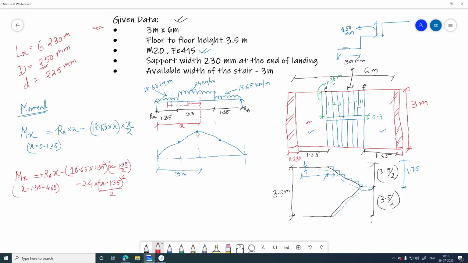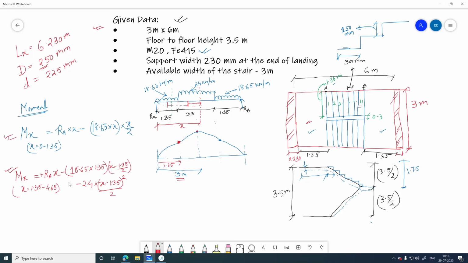So if you need to determine the Mx value, that means the moment value at this point, you need to put the value of x over here, that is 3 meter, in this equation. And if you need to determine the moment at this point, you need to put the value of x, which is 1.35. Now you can put this value in this equation as well as this equation also, because 1.35 is common for both of these two equations, and the value will be the same for both equations.